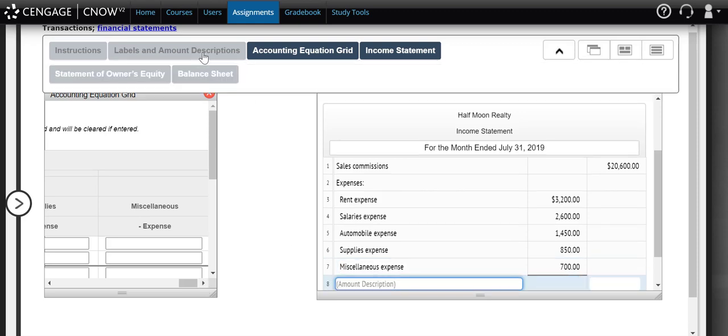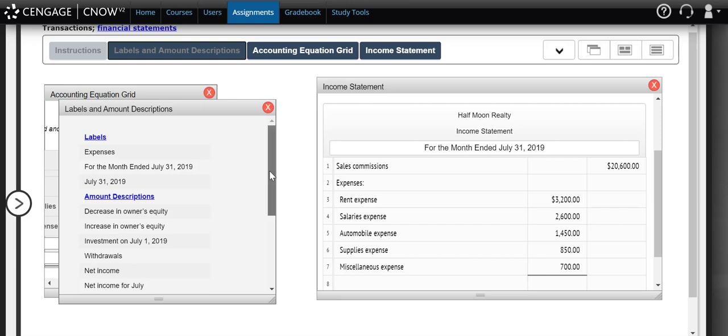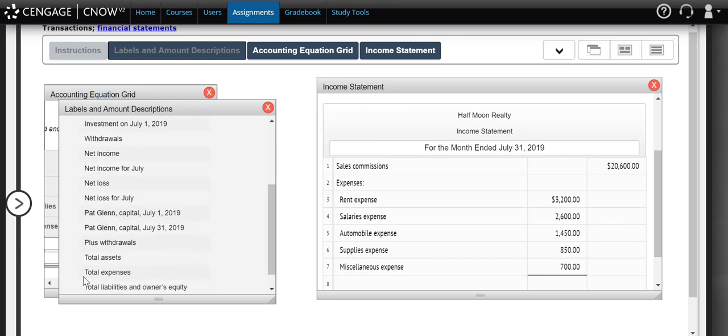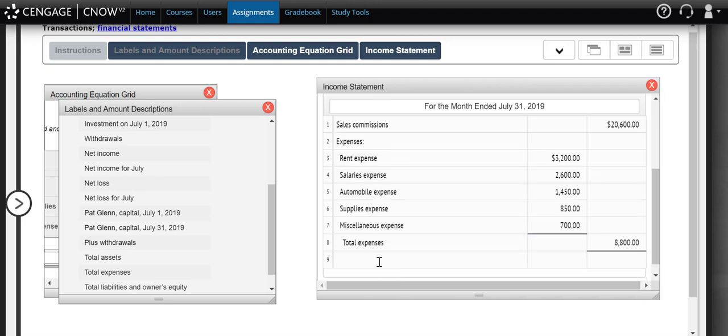So we go to our labels and amount descriptions. What we need to do is come up with our total expenses and compare our total expenses to our total revenues. During the period, we had total expenses of $8,800. So we compare what we've earned to what we've used. In this case, we have earned more than we used, so we have a net income. Revenues minus expenses gets us our net income or net loss, and we have $11,800 in net income.